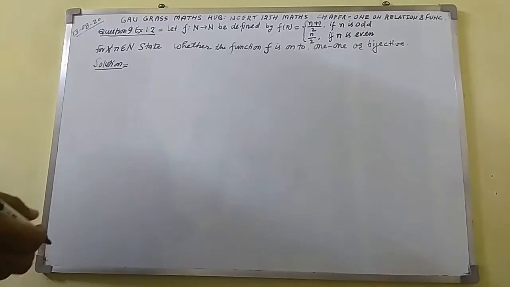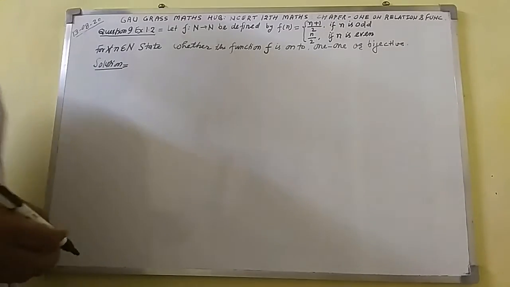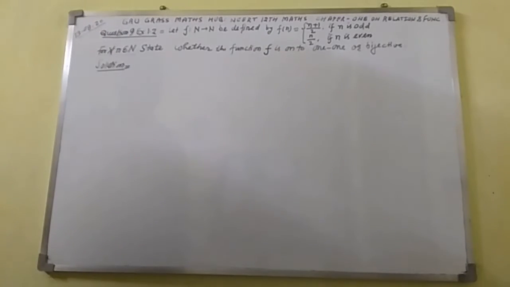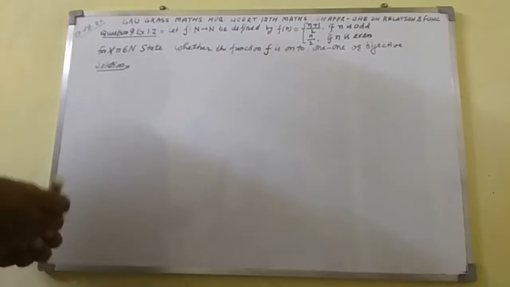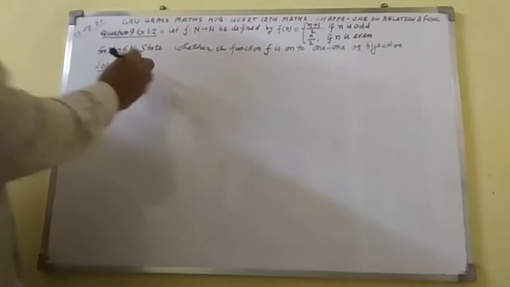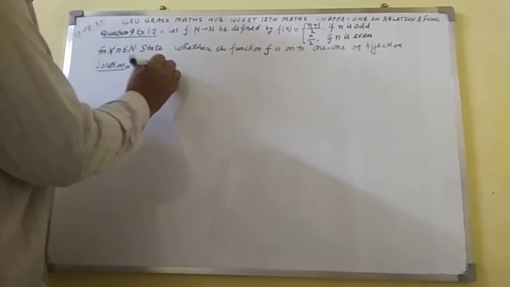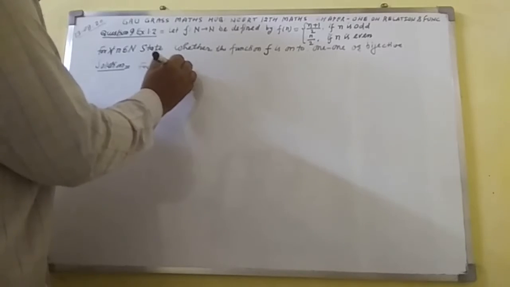So this is the question which I have taken from exercise 1.2, chapter 1 relation and functions of NCERT 12th Maths. Now let us come to the solution. Here it says for all small n belonging to capital N.